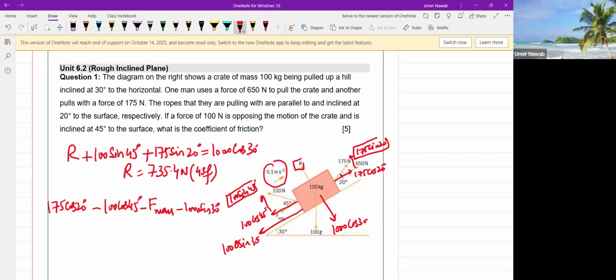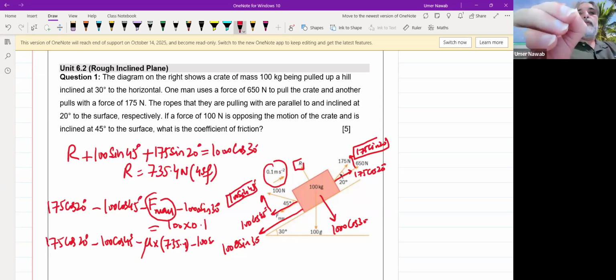So these are the forces acting down the plane, and it is equal to mass 100 times acceleration, which is 0.1. I need to write all the values here. 175 cosine of 20 degrees minus 100 cosine of 45. F max is equal to mu R. Mu I need to find. Reaction I already found, 735.4, minus 1000 sine of 30 is equal to 100 times 0.1. Now I use the equation solver.